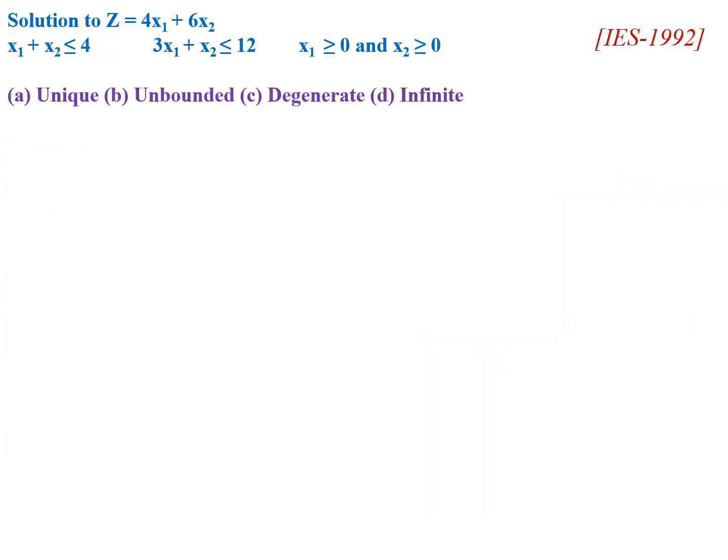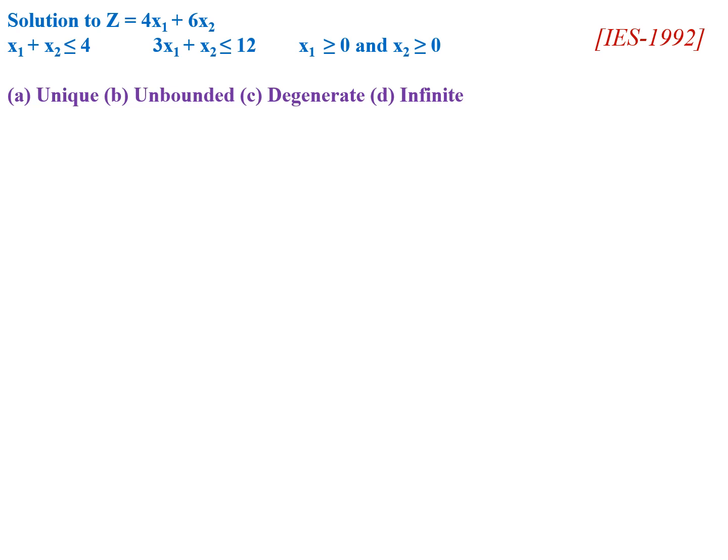And finally we see the third problem: the solution to z equal to 4x1 plus 6x2, with constraints x1 plus x2 less than or equal to 4, 3x1 plus x2 less than or equal to 12, and x1 and x2 both greater than or equal to 0. This question was given in IES 1992 for the mechanical paper.